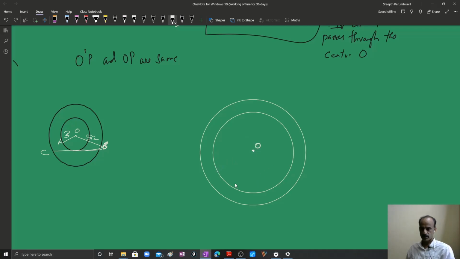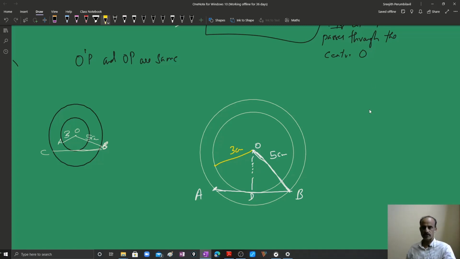We have been asked to find the length of the chord of the larger circle. Let AB be the chord. We change the naming. Let this be D. This distance is the radius of the larger circle, which is 5 centimeters. And this one is the radius of the smaller circle, that is 3 centimeters.